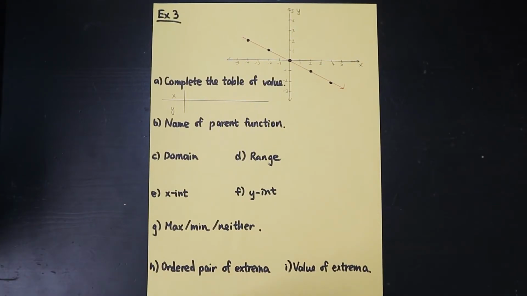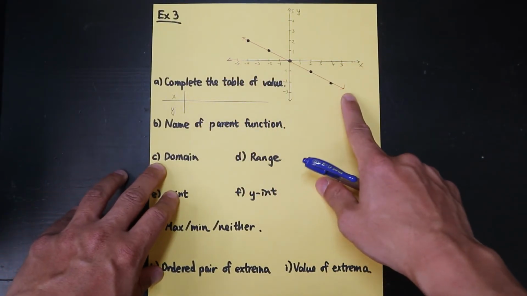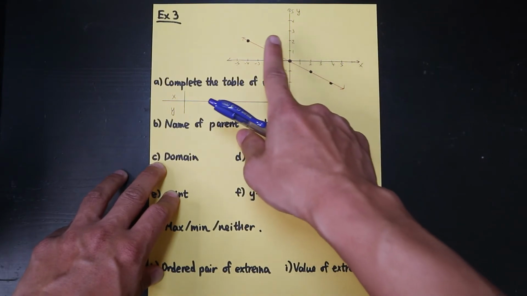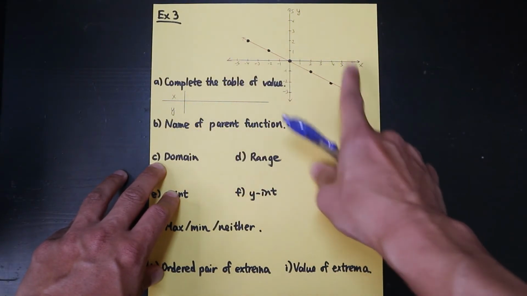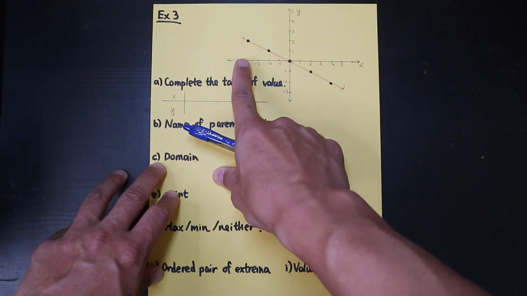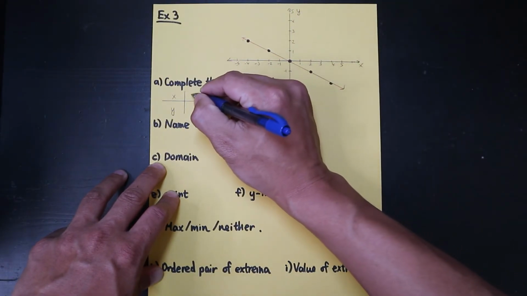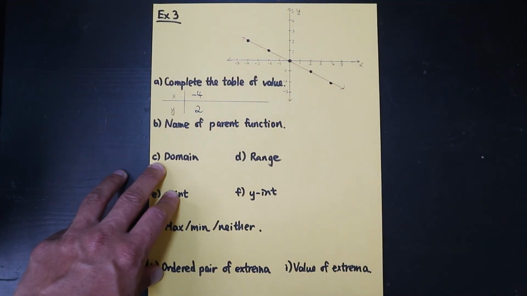Well, lastly, you have another function. In this case, it's a straight line. So it is easy for us to write the ordered pairs. So first, let's start from left to right. In this case, for this dot, the ordered pair is going to be -4, 2. We're going to put -4, 2 as your first ordered pair in the table.